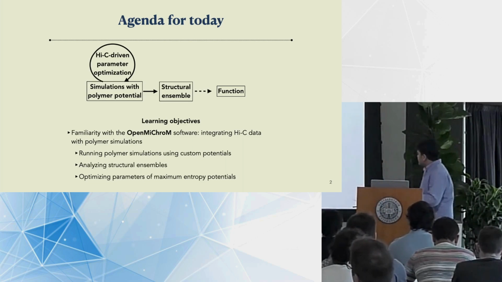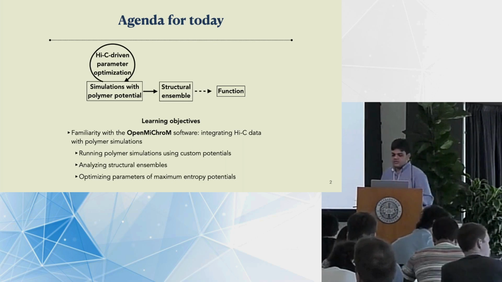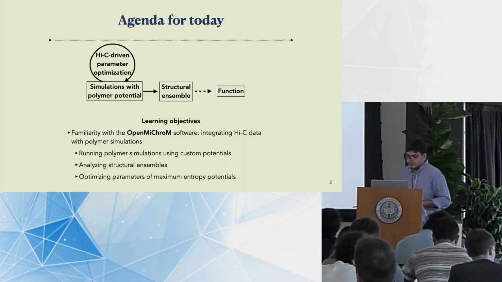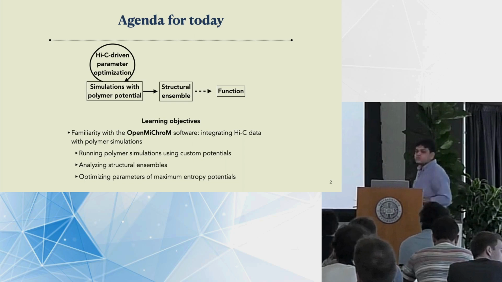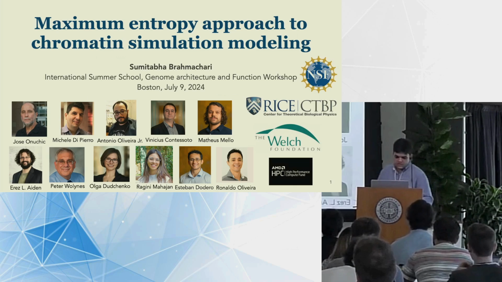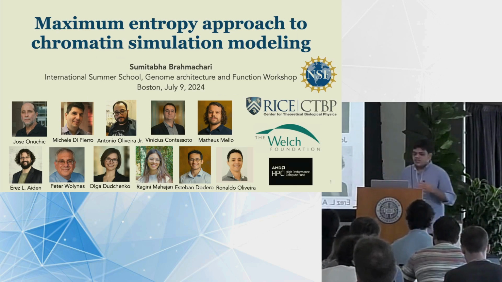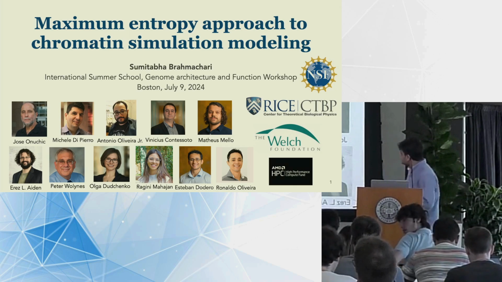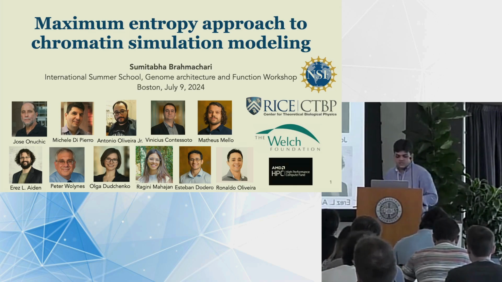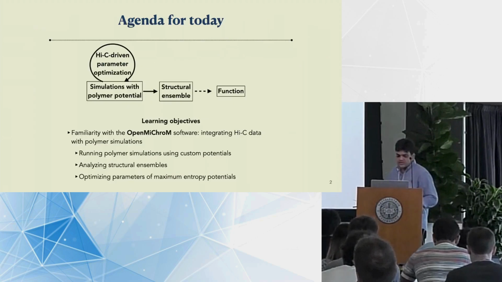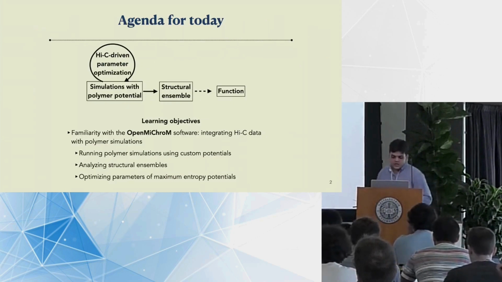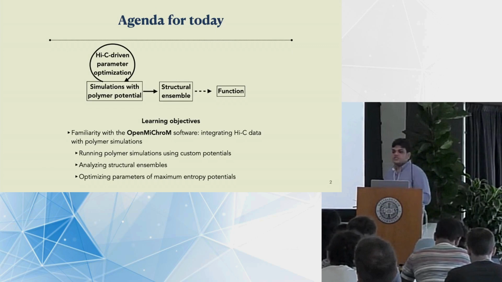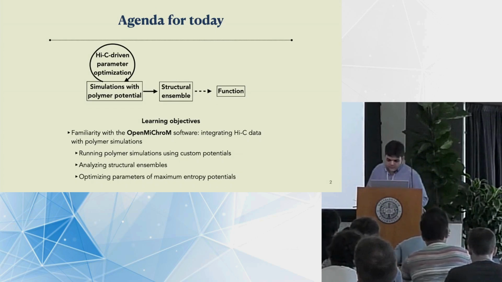So these are going to be our main objectives: running simulations, analyzing some ensembles, and optimizing the parameters. We will be using the OpenMiChroM software. This has really been a collaborative effort. As I was showing here, all of these people have critically contributed, with lots of hard work in developing this software. So we will be using that software, and you'll get familiar with how to use it for running simulations and optimizing various aspects of it.